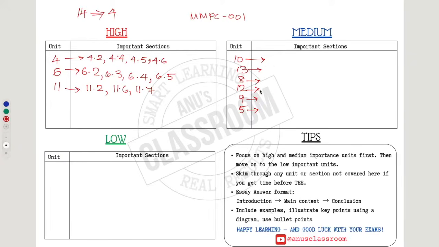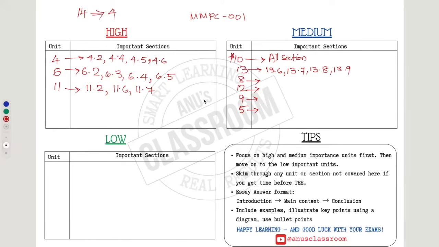Unit number 10 is block number 4. So all sections are important actually. I cannot say a particular section is not important here because you need to have an overall understanding of unit number 10 for the kind of questions that have been asked from this particular unit. Similarly, unit number 13, though questions have come from most of the sections, you have to focus on 13.6, 13.7, 13.8, and 13.9 at least.